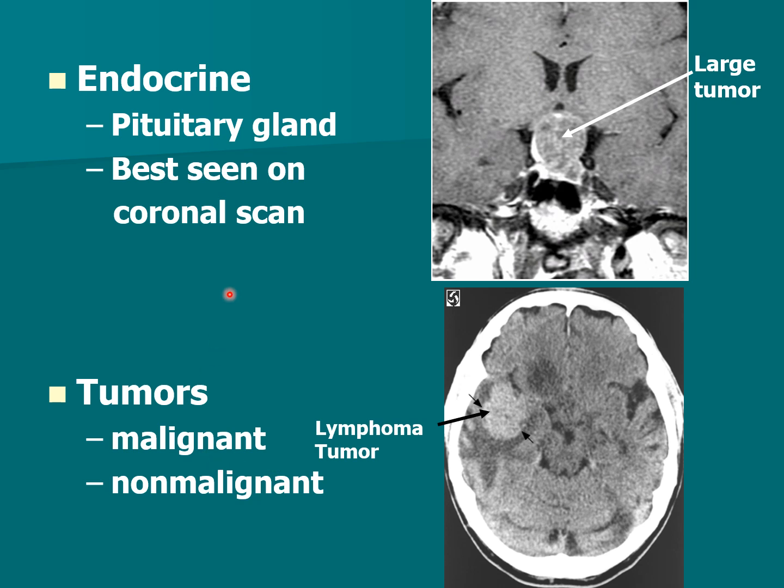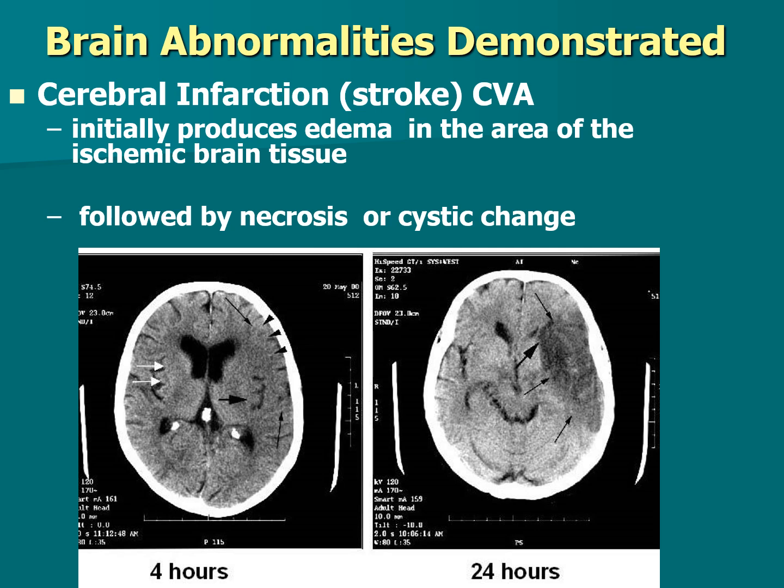We also can do it for tumors, malignant or non-malignant. This image here says this is a lymphoma tumor. Could I tell you that's a lymphoma tumor? No, and neither could you, because you'd have to do a biopsy to know what kind of tumor it really is. So you could show tumors that are malignant and non-malignant tumors. We're going to talk a little bit more about those in a second.